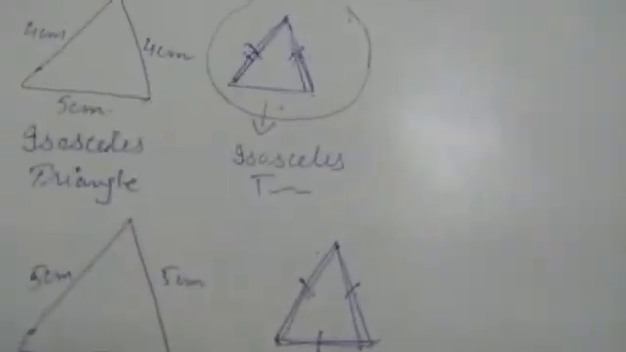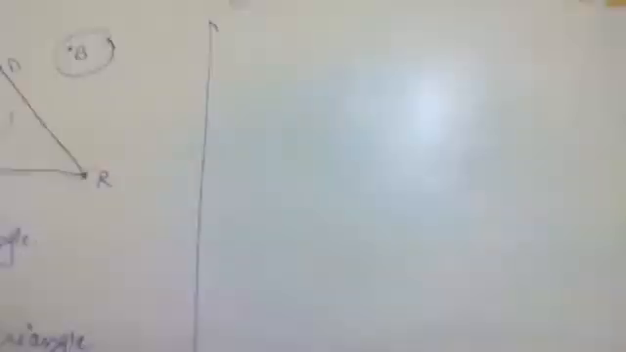Now, the next thing is, it is also possible that in the question they have not given you sides, but they have given you angles. If in the question they are talking about angles, then also the triangles can be classified into three types.